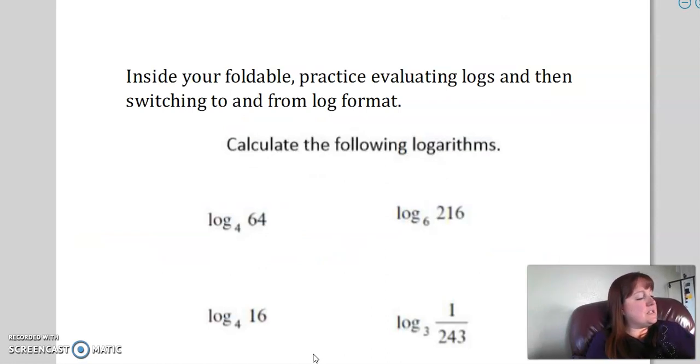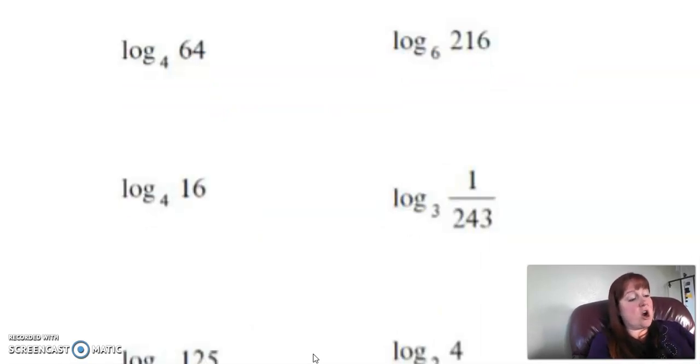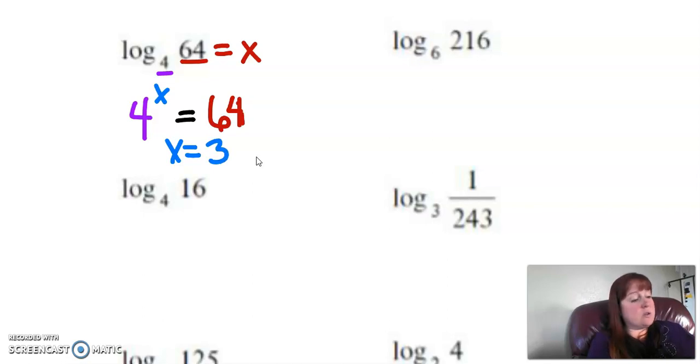All right, so inside the foldable, we're going to practice changing logs into exponential form and solving them. First things first, here's a log. It has a base of 4 and an argument of 64. So we're going to say 4 to what exponent equals 64, because a log is just the exponent. If I say, what is log base 4 of 64, I'm looking for what exponent do I need to put on 4 to get to 64? Well, that would be 3. So the answer to a log is an exponent.